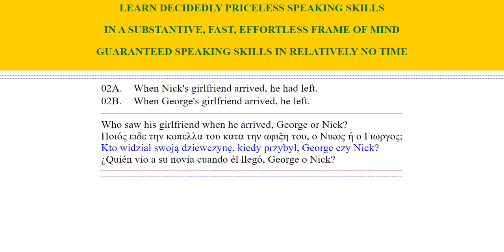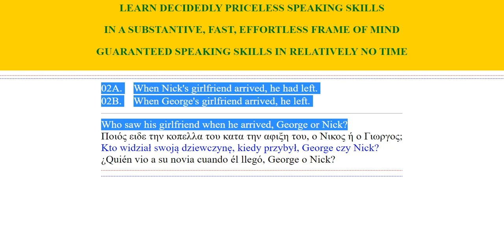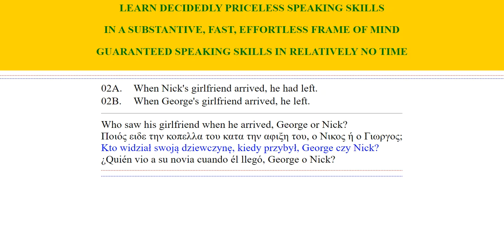we have a pair of sentences, a couple of sentences. When Nick's girlfriend arrived, he had left. When George's girlfriend arrived, he left. Okay? So, we need to analyze this because we need to answer a question. Who saw his girlfriend when he arrived, George or Nick? Okay? Now, we have enough in the context of those two sentences to determine who saw his girlfriend when he arrived, George or Nick. Now, let's translate these two sentences, okay? And the question. Okay. Well, the question is translated already.